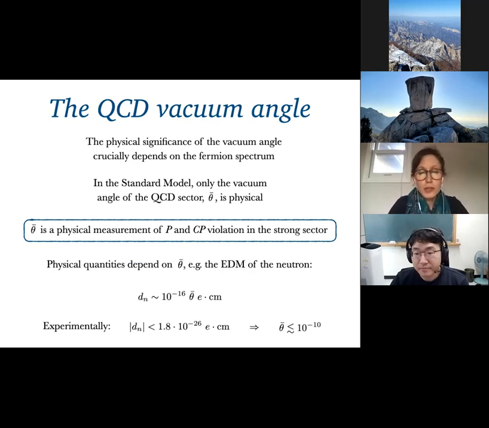So the most useful quantity in terms of probing the value of the QCD vacuum angle experimentally is the electric dipole moment of the neutron. The theoretical prediction for the neutron EDM is proportional to theta bar, and it is given by this expression in the appropriate units. Experimentally, we have not observed a neutron EDM. All we have currently is this upper bound, which in turn constrains the value of theta bar to be smaller than around 10 to the minus 10, okay? So the QCD vacuum angle needs to be incredibly, incredibly small.